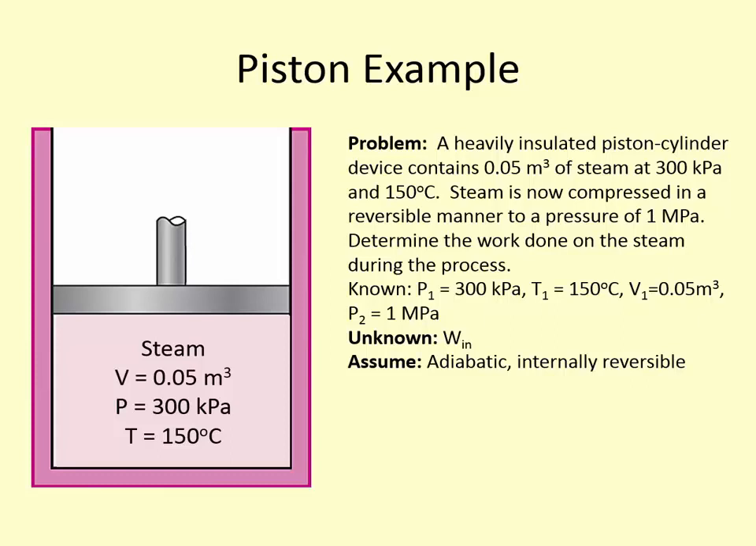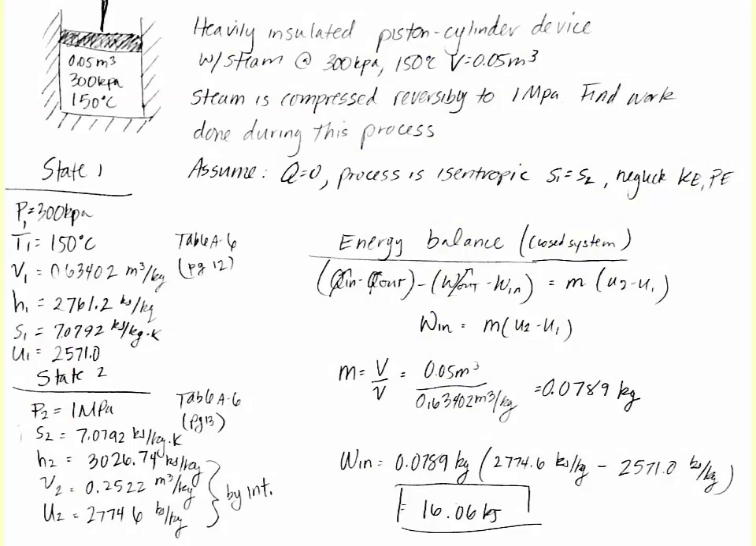For this piston cylinder device in a reversible manner, we're going to need V1 and U1 and S1. So let's look those up. V1 is 0.63402 meters cubed per kilogram. U1 is 2571.0 and S1 is 7.0792 kilojoules per kilogram Kelvin, and then the units on U are of course kilojoules per kilogram.